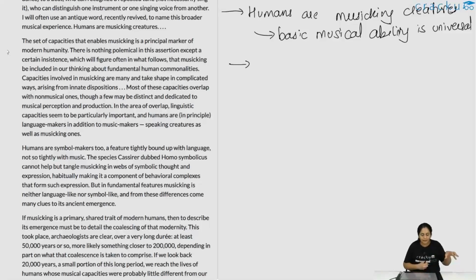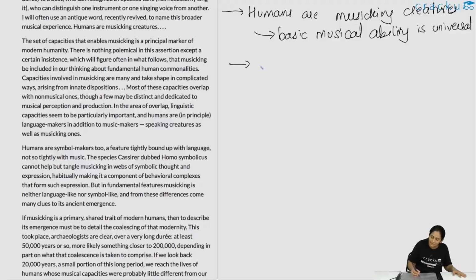Capacities involved in musicking are many and take shape in complicated ways arising from innate dispositions. Many of these capacities overlap with non-musical ones, though a few may be distinct and dedicated to musical perception and production. In the area of overlap, linguistic capacities seem to be particularly important, and humans are in principle language makers in addition to music makers, speaking creatures as much as musicking creatures.